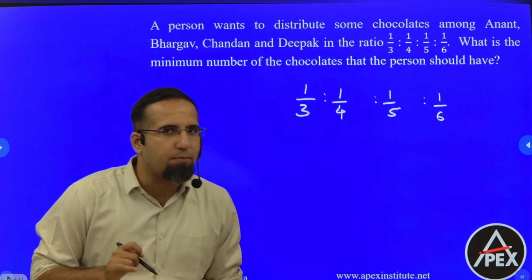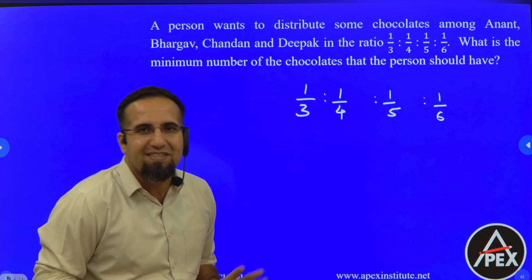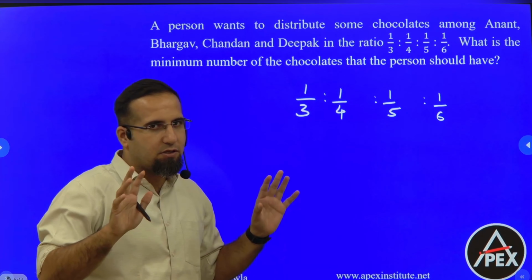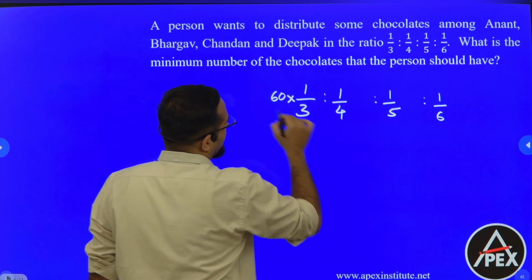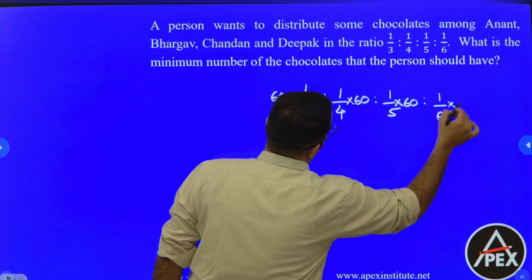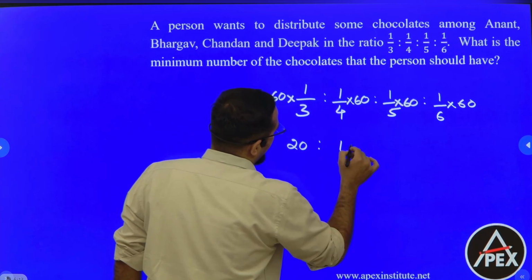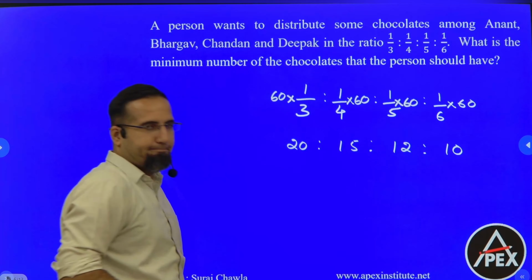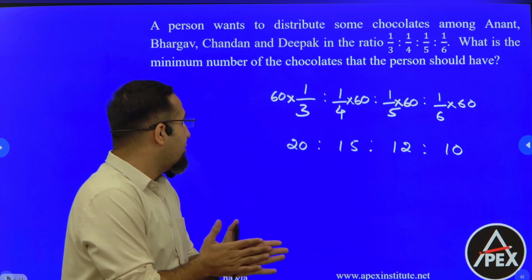Now we discussed how do we simplify ratio of fractions. We take LCM of denominators. Now quickly calculate LCM of 3, 4, 5, 6. Clear? So what is the LCM of 3, 4, 5, 6 guys? The LCM of 3, 4, 5, 6 is 60. So therefore I multiply 60 with each one of them. So what do I get as a non-fractional form of the ratio? That is 20 is to 15 is to 12 is to 10. Okay? So this is what we have as a non-fractional form of the ratio.